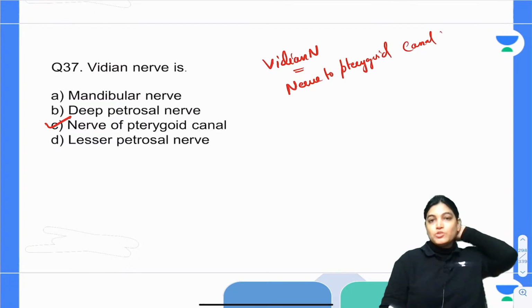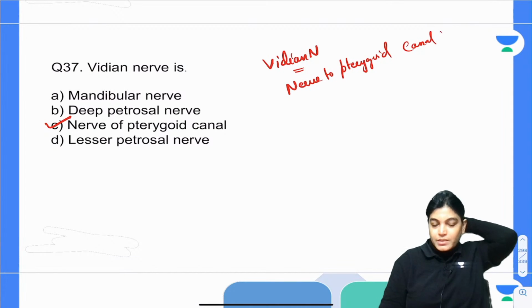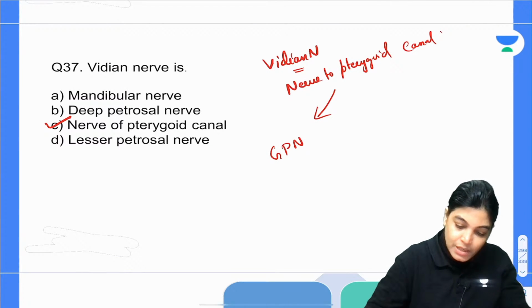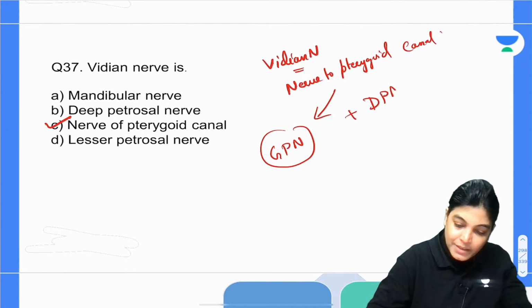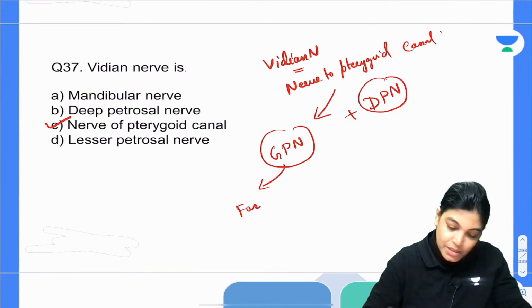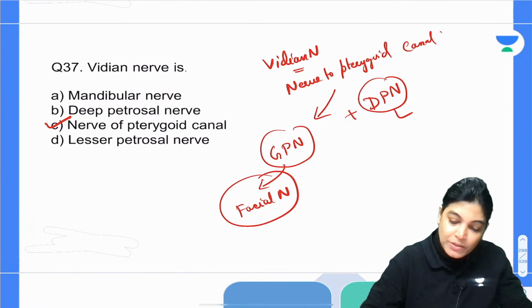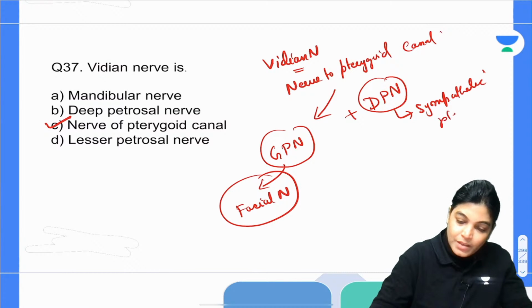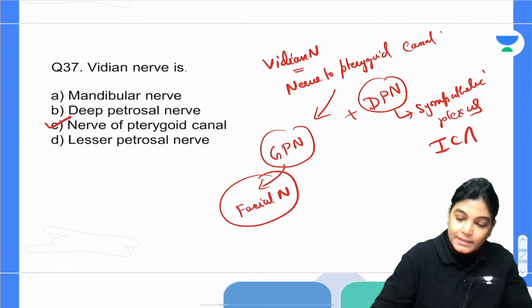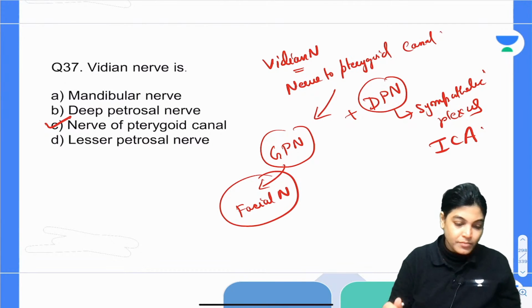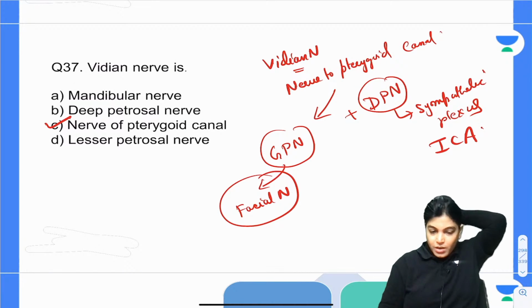And it is formed by joining two nerves. What are they? It is formed by joining the greater petrosal nerve and the deep petrosal nerve. I am writing in short form. The greater petrosal nerve is a branch of the facial nerve, and the deep petrosal nerve is formed by the sympathetic plexus surrounding the ICA, internal carotid artery. Got it, everyone? So we have got C as the correct answer.